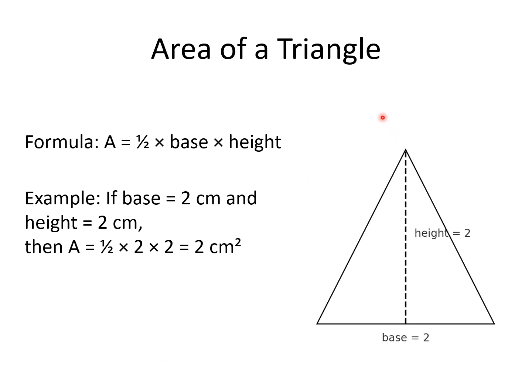The area of a triangle has the formula area is equal to 1/2 times the base times the height. So that would be the base, and then this vertical distance right here would be the height. So in this example, the base is 2 centimeters long, and the height is 2 centimeters. So the area is equal to 1/2 times 2 times 2, so that's 4 divided by 2. 2 square centimeters would be the area of that triangle.